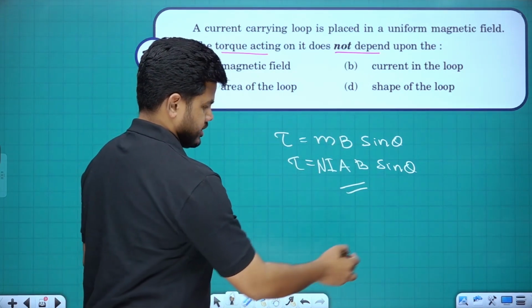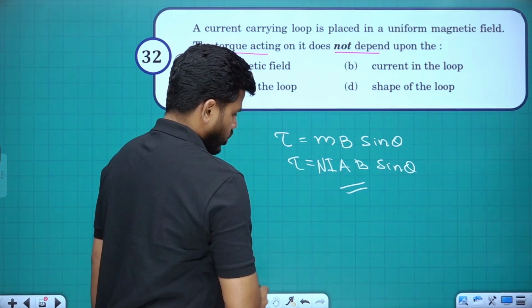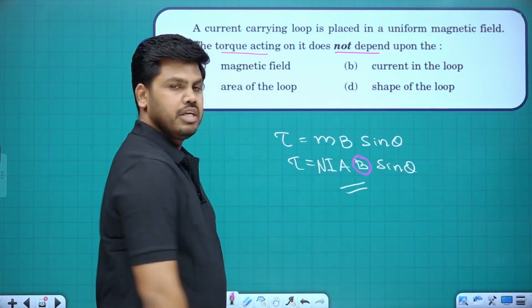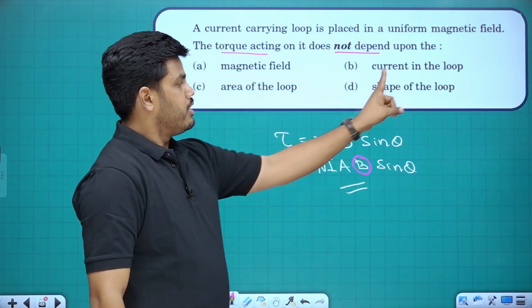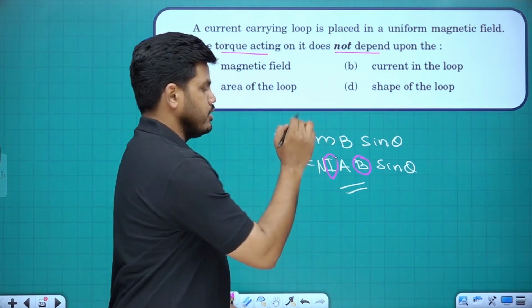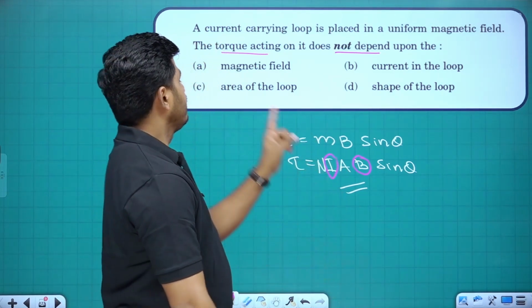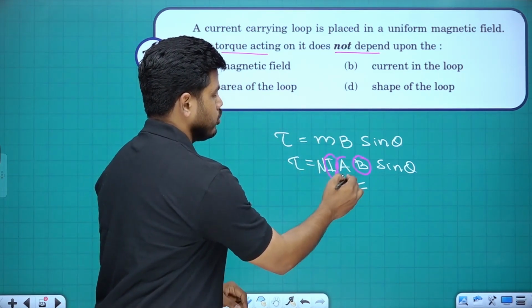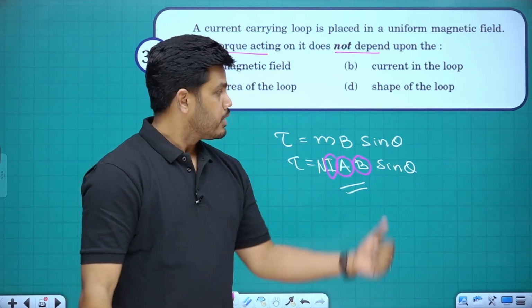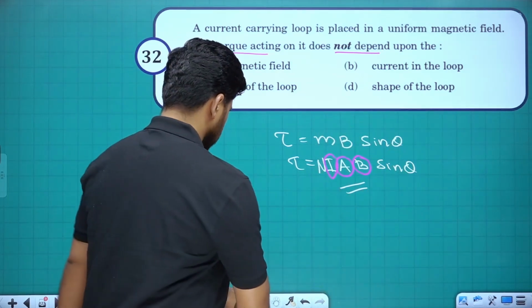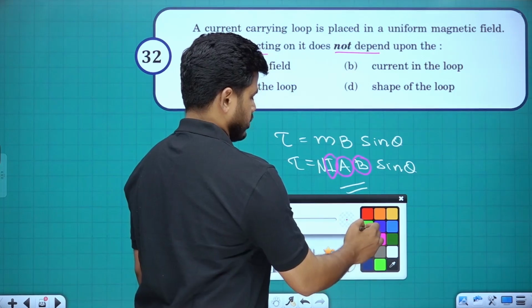See, magnetic field. Yes, magnetic field has a role in it, right? Magnetic field B is there in the equation, so it is not the option. Current in the loop: torque depends on current. Then area of the loop. A stands for area of the loop only. And shape of the loop. See, that is the correct answer for the question, right?